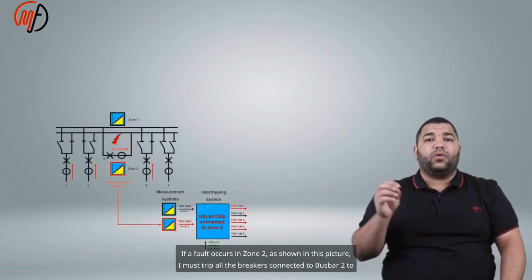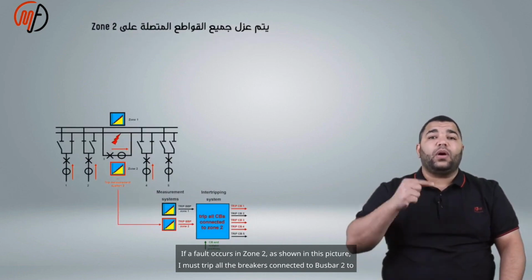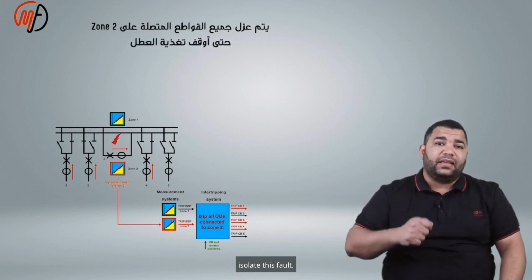If a fault occurs in zone 2, as shown in this picture, I must trip all the breakers connected to busbar 2 to isolate this fault.